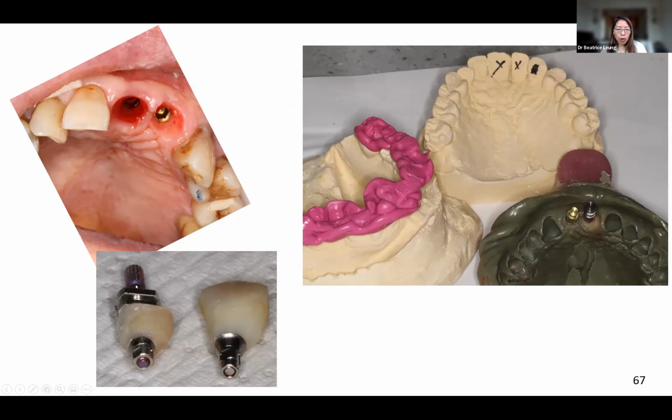So this is just an open tray impression coping, but what I did is I customized it so the gingival contour helps to support this soft tissue. So when I take the impression, it's recorded.